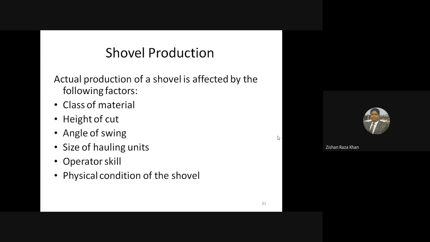Now, shovel production. The actual production of a shovel is affected by various factors which are listed here. First, class of material. Second, height of cut. Third, angle of swing. Fourth, size of hauling units. Fifth, operator skills. Sixth, physical condition of the shovel.